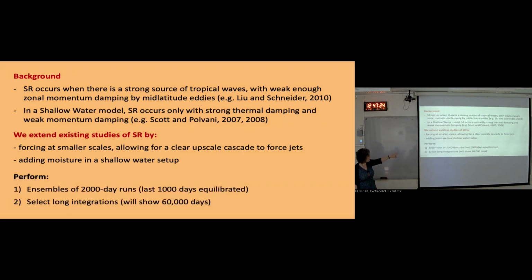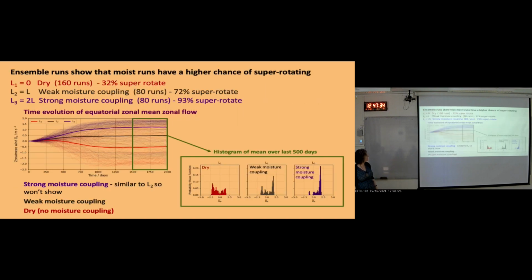Okay, so we have ensembles of 2,000-day runs, where the last 1,000 days are equilibrated, and we have long integrations, and I showed you 60,000 days. So when you do this, we can vary the degree of coupling, this L that comes in front of Q in the height equation. You can set it to 0, you can set it to the value I showed you, and you can double it. So the dry is red, the runs I've showed you, we call weak moisture coupling, are in gray, and strong moisture coupling is in blue.